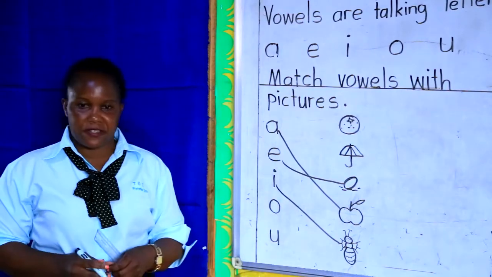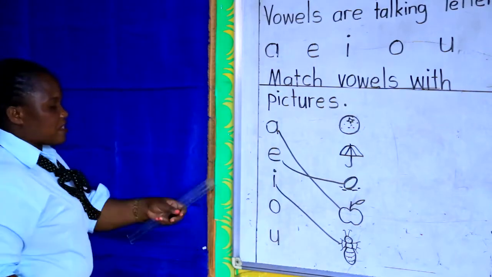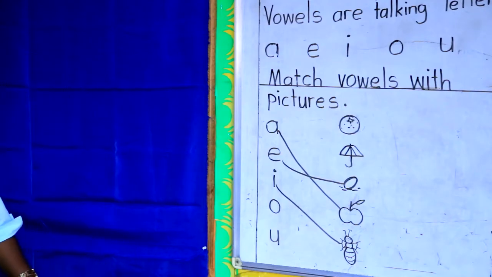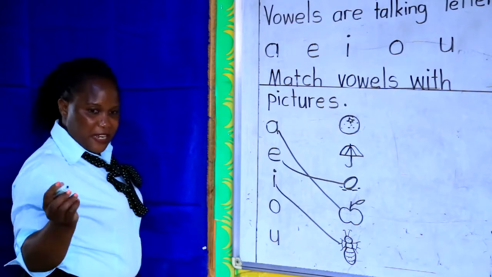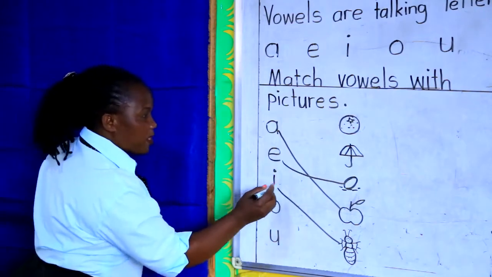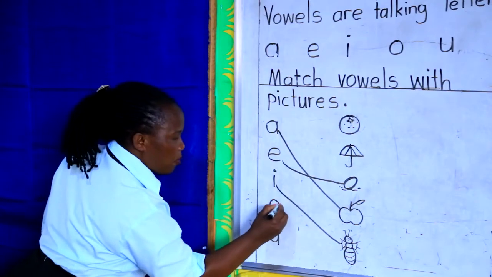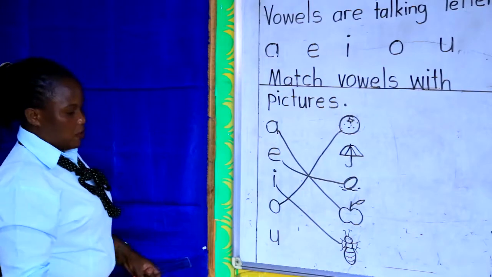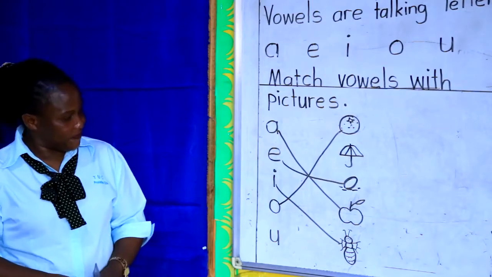What sound is this? O. Oh, wonderful. This is sounding O. Good. Where are you going to match it? With an orange. With an orange. Very good. The word orange starts with sound O. That's why you're going to match it with orange. Good. Look at this one. What sound is this class? It is U.